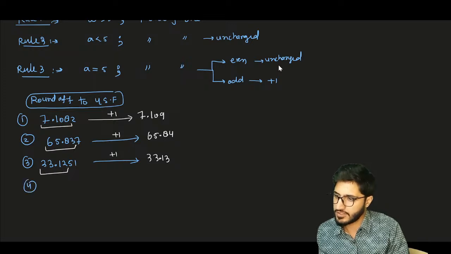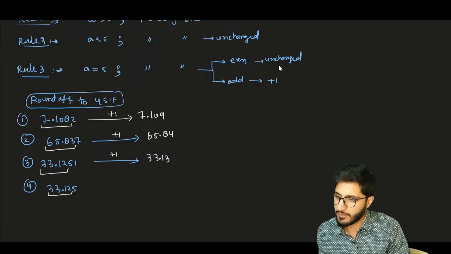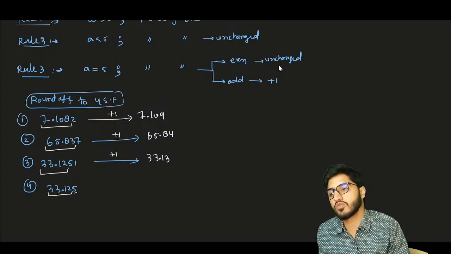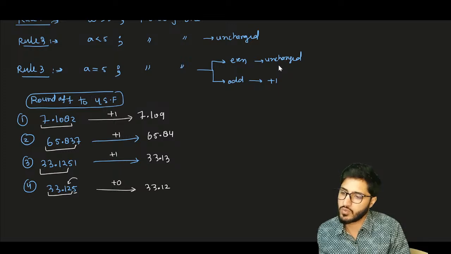If my number is now 3.125, we have to round it, but the digit 5 is equal to 5, so we have to look at the preceding one. My 2 is even. If it is even, then we take it as it is, plus 0, unchanged. So it is 3.12 only.